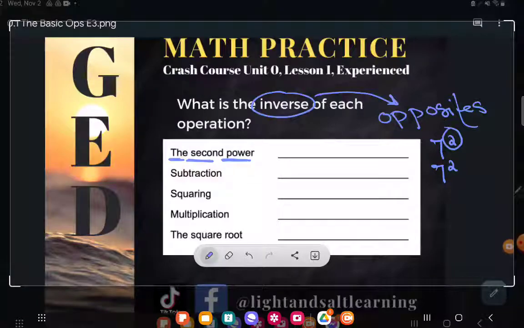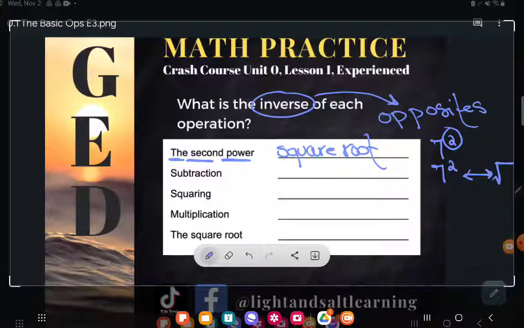7 squared. Now, what's the opposite or inverse of squaring? Well, the opposite or inverse of squaring is to take the square root. And it looks like that little check mark house, also known as a radical. So what's the opposite of the second power? It's a square root. I'm a jerk. Tricky right off the bat. And then we get a little easier.